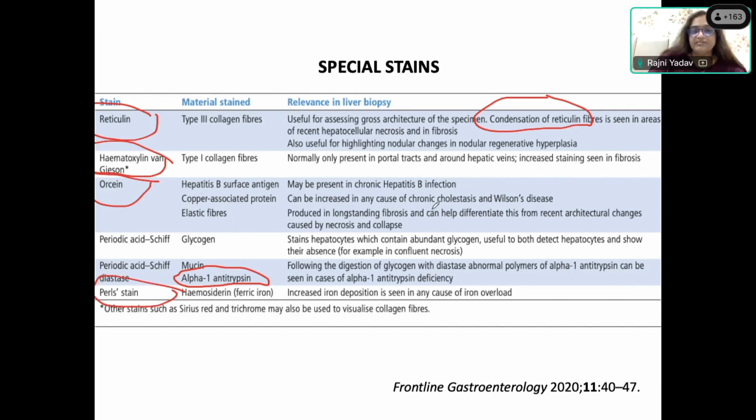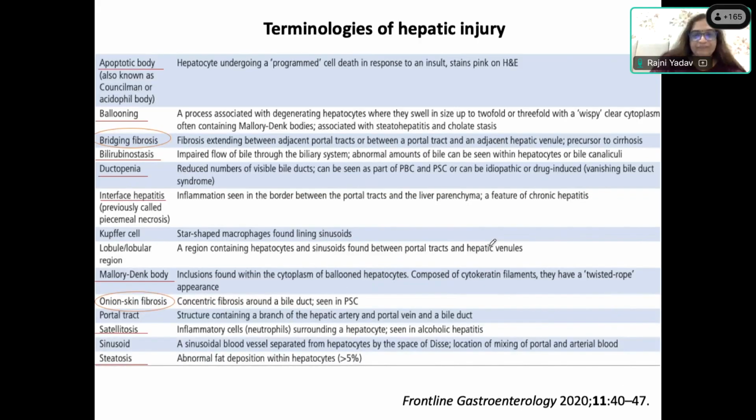So you can actually differentiate necrosis and collapse versus fibrosis with the Orcein stain. So if you are confused whether it is an acute versus a subacute failure, or a chronic disease, you can use this Orcein stain. Then it also highlights the ground glass inclusions of the hepatitis B virus. So these are the special stains which you can use in the liver.